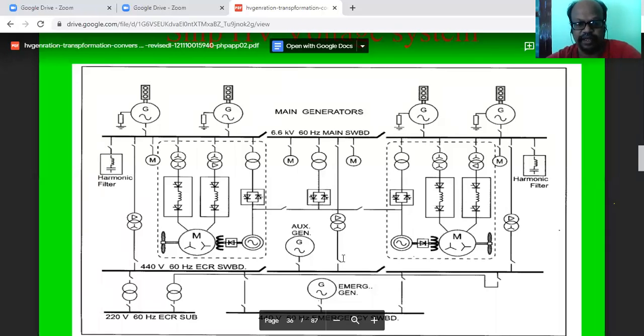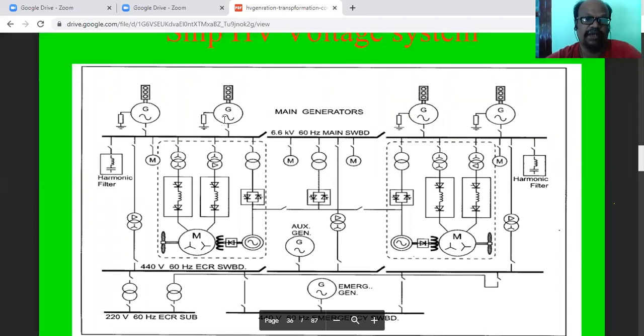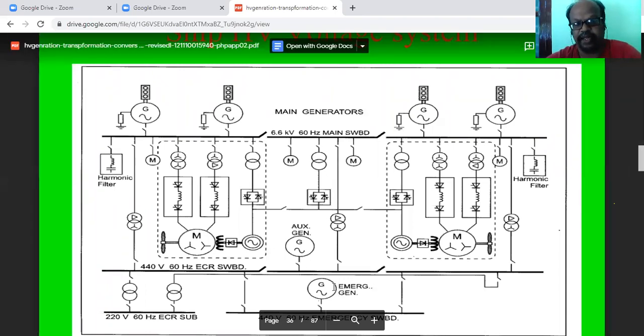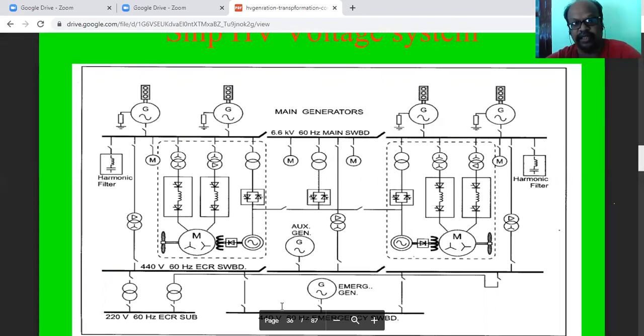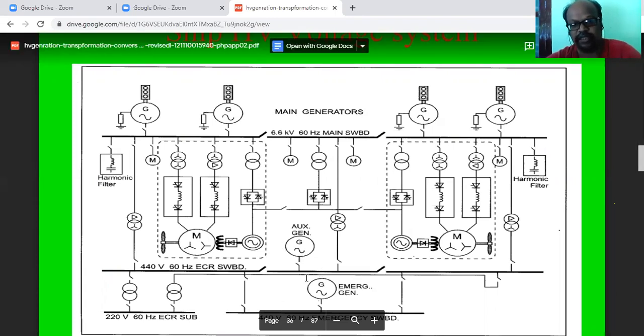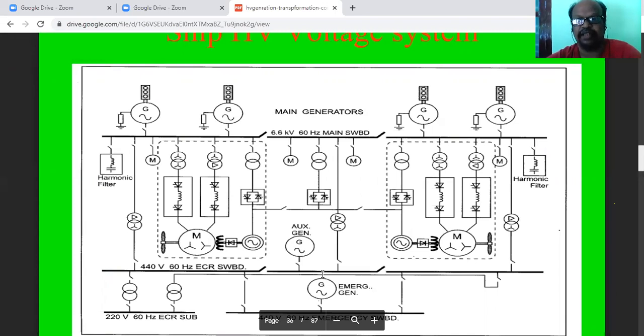Here, an emergency generation system is also there. Even though this usually will not be in regular working condition, it comes into the picture only when there is an emergency. For example, a huge amount of power is required to break ice. You know the Antarctic region. A normal propulsion power alone may not be enough. At that time, apart from the auxiliary generation, some additional amount of energy is also required.